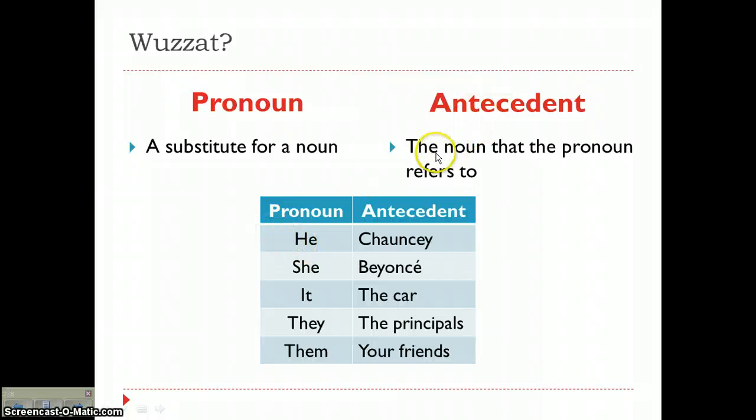Our antecedent is the noun that the pronoun refers to. It sounds complicated, it really isn't. Okay? It's Jim in that situation. So Jim does this, he does this, this, and this. Who's that he? It's Jim.